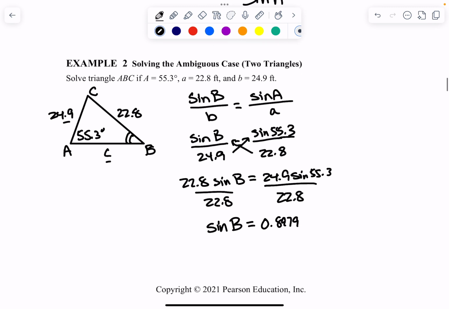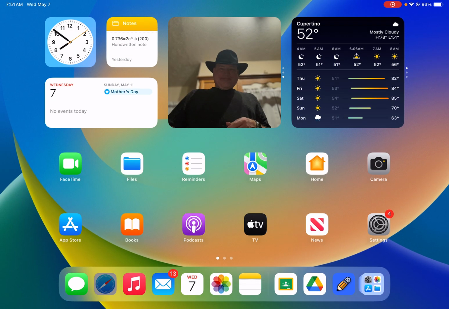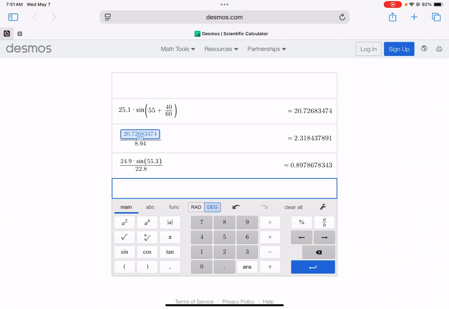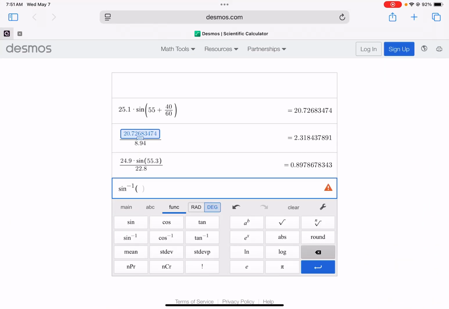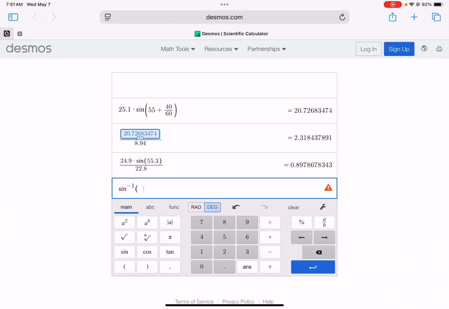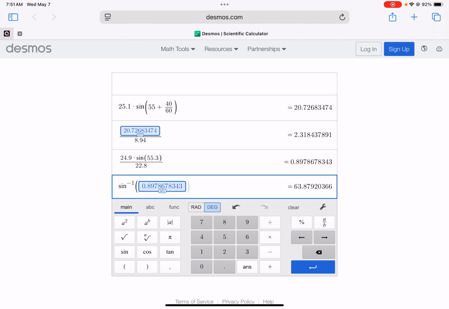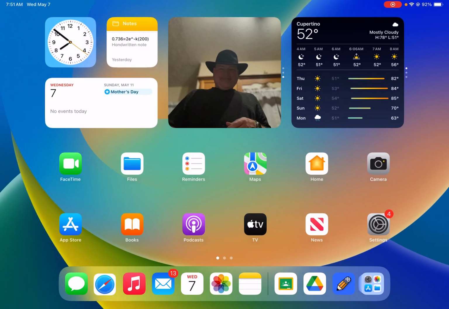Now, that falls within the range. Therefore, we can do the inverse sine of that 0.8979. And we'll get B, back to the Desmos. So I need the inverse sine, and I just want my last answer. So I'm going to go ahead and let my calculator carry all my decimal places, and I get that B is 63.9 degrees.